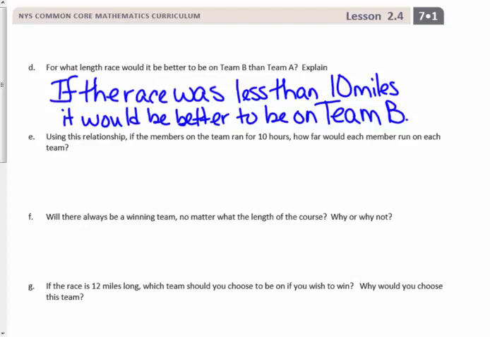Using this relationship, if the members on the team ran for 10 hours, how far would each team member run on each team? Well, they would run the exact same. Oh, if it was 10 hours.